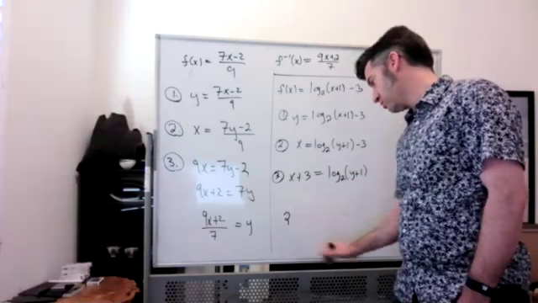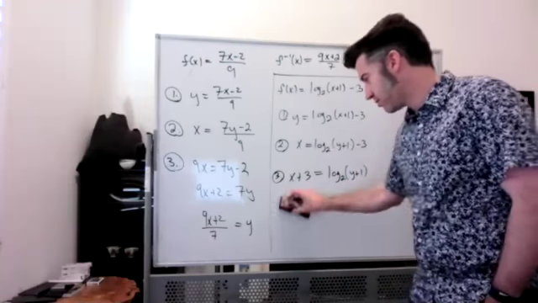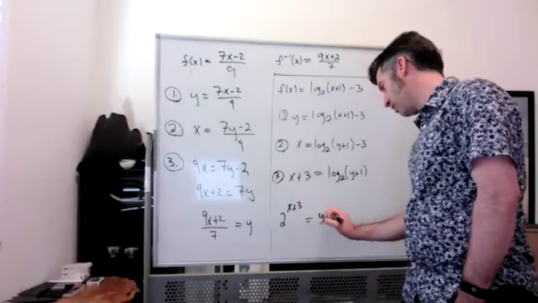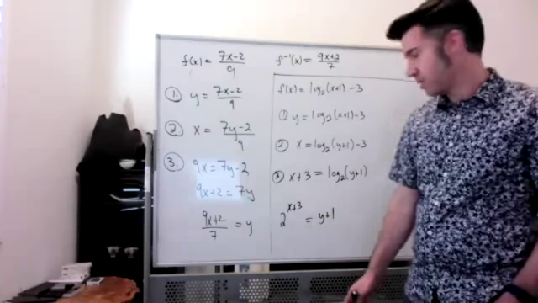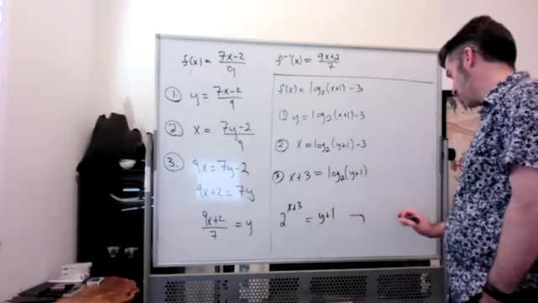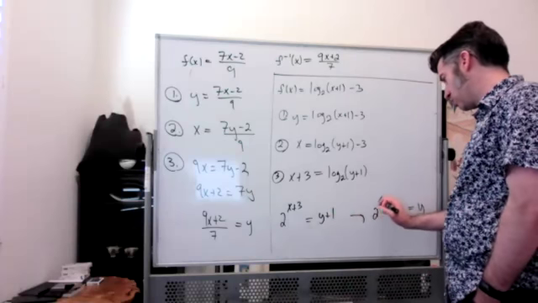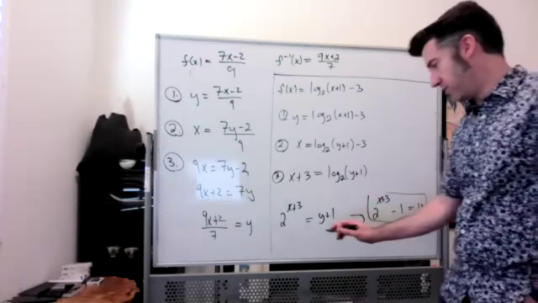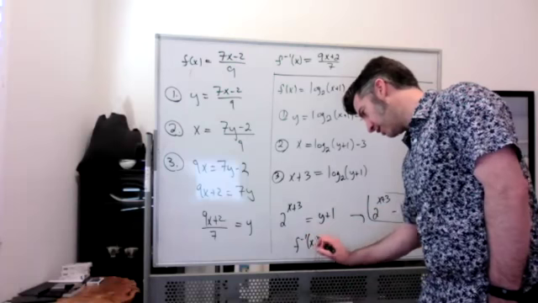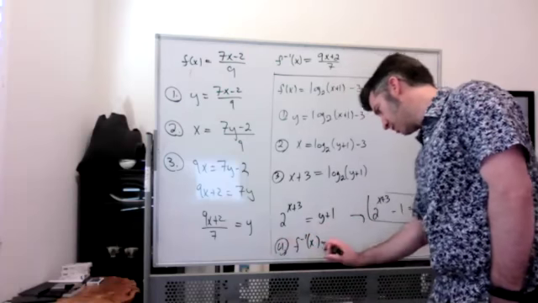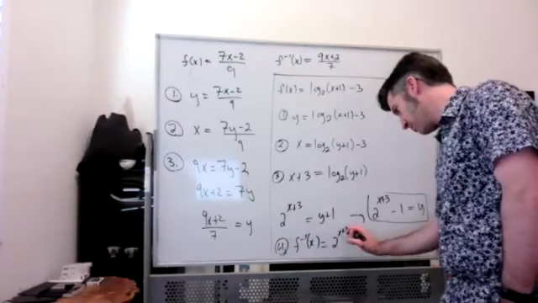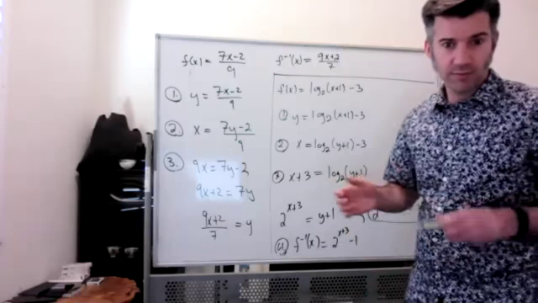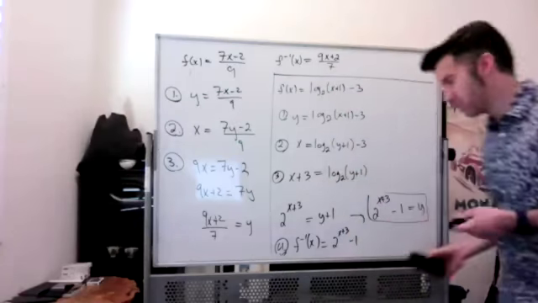So 2, that's not my best 2 ever. 2 to the x plus 3 equals y plus 1. And then solving for y, y equals 2 to the power of x plus 3, and then minus 1. And then you could write your final answer as f inverse of x equals 2 to the x plus 3 minus 1. That's how you do this problem. Got one more.